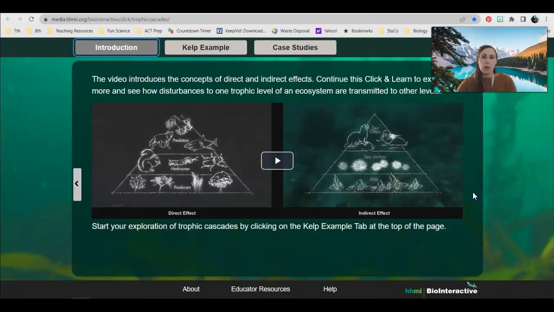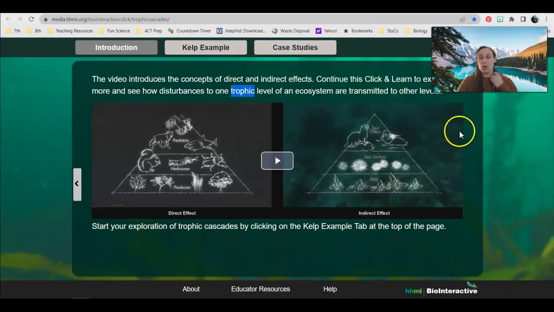Okay, moving forward, we're going to use this example of sea kelp and sea otters to kind of see how if the sea otters are hunted to extinction, what happens to the other organisms in that ecosystem. So this video introduces the concepts of direct and indirect effects. Continue the click and learn to explore more and see how the disturbances to one trophic level of an ecosystem are transmitted to other levels. When we talk trophic level, I want you guys to know that the Latin root word troph, T-R-O-P-H, means energy.